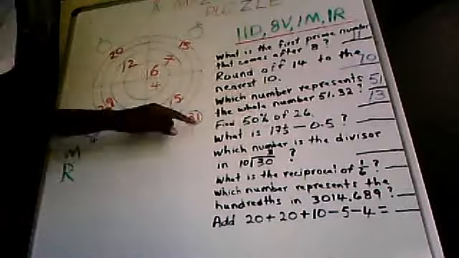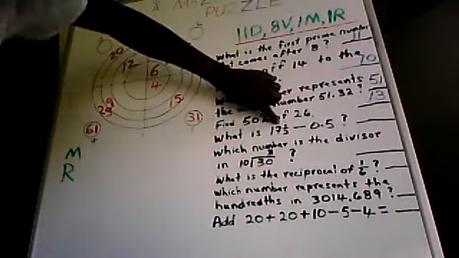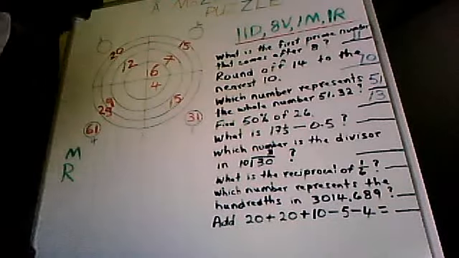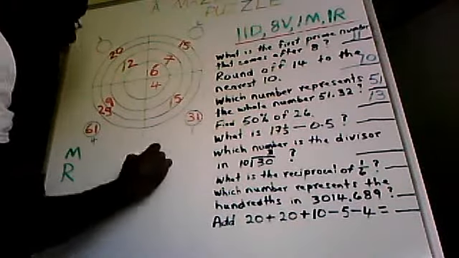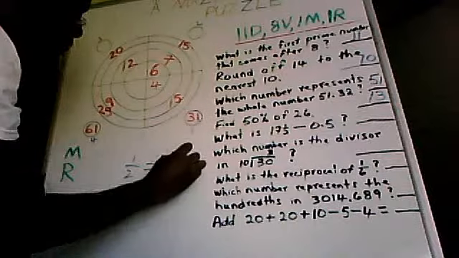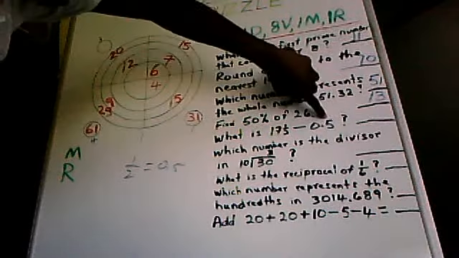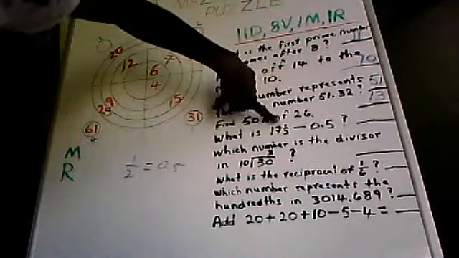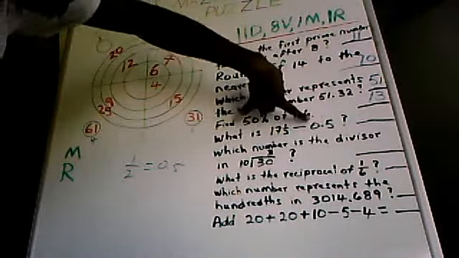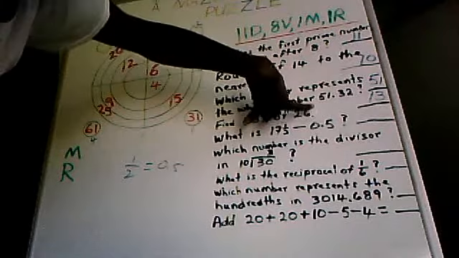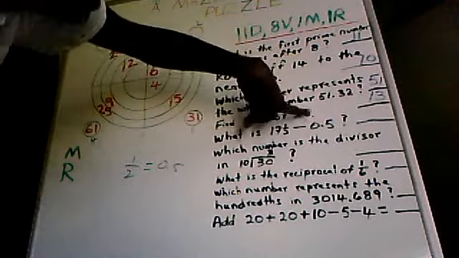What is 17 and a half subtract 0.5? A half is the same as 0.5. So you could say, what is 17 and a half take away a half? Or what is 17.5 take away 0.5? So the answer would be 17.